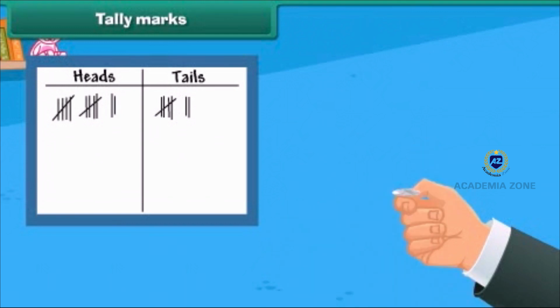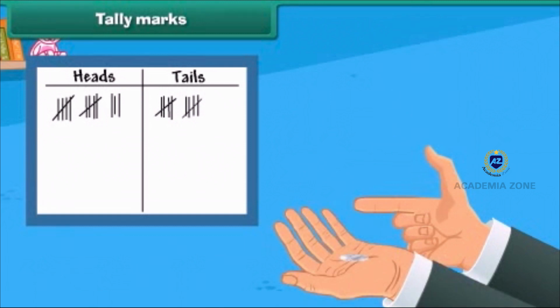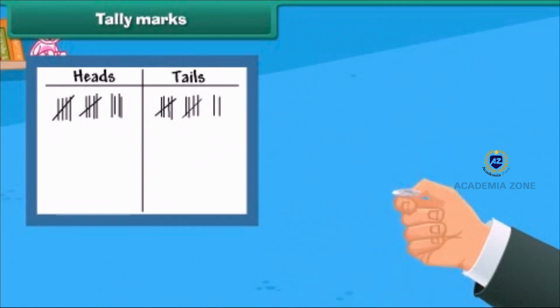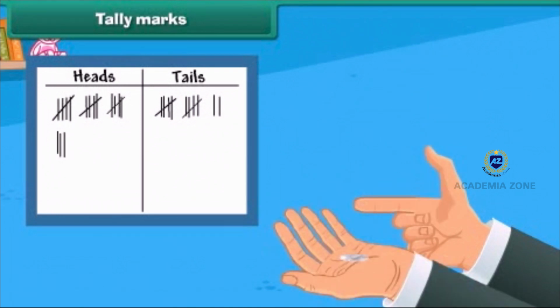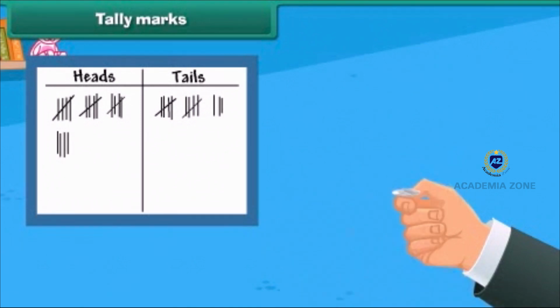Counting the marks one by one takes more time. But by using tally marks, we can skip the count by 5s. It is quick to record data while using tally marks.